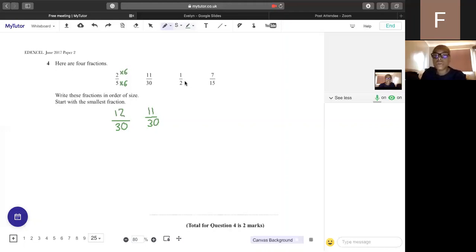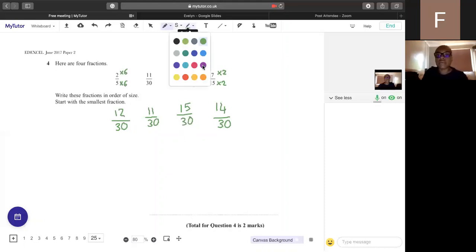Then a half. So to get from 2 to 30, we need to multiply by 15. So 1 times 15 would be 15, and then 2 times 15 is 30. And then our last one, 7 over 15. So to get from 15 to 30, we need to multiply by 2. So 7 times 2 is 14, and then 15 times 2 is 30. So starting with the smallest and putting them in order, we'd have 11 over 30 first, then 12 over 30, then 14, then 15.